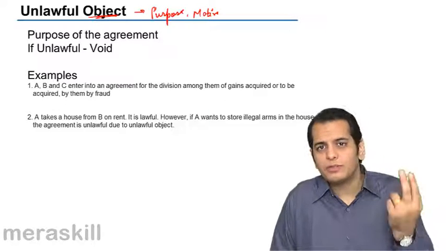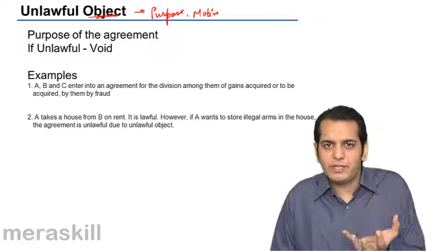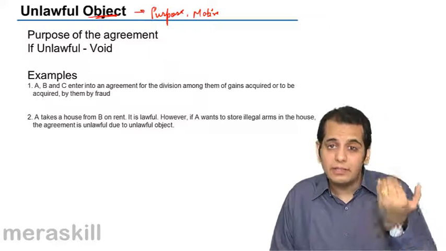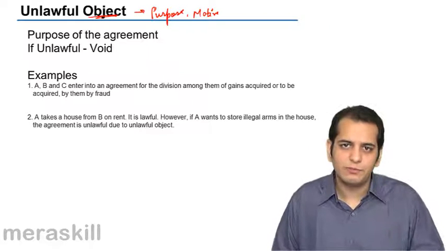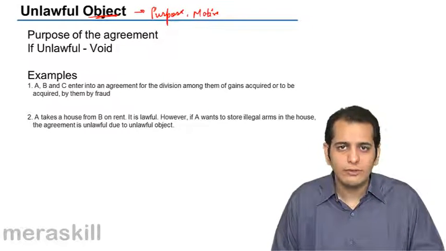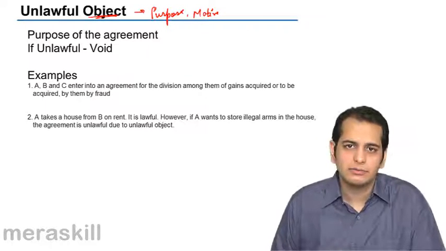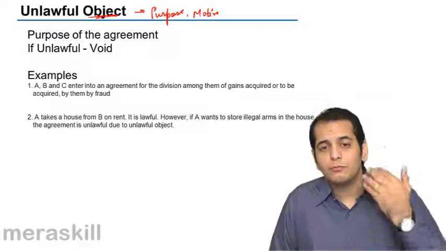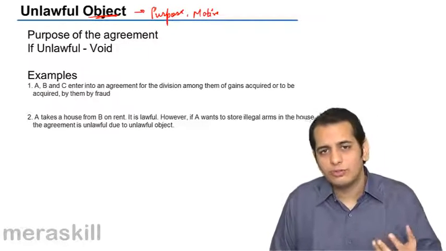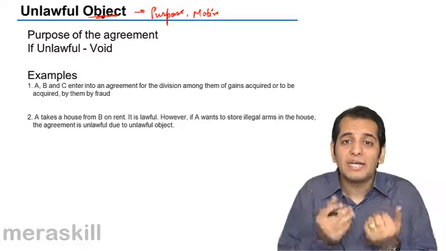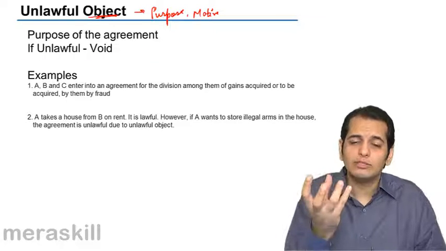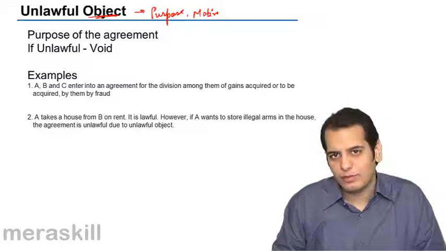So there can be two things. One, there can be the object, the other would be consideration. Let us first focus on object. You go to a shop to buy a car. The object is buying a car. You go to a shop to buy a watch. The contract is about buying a watch. So buying a watch is the object of the contract for you.